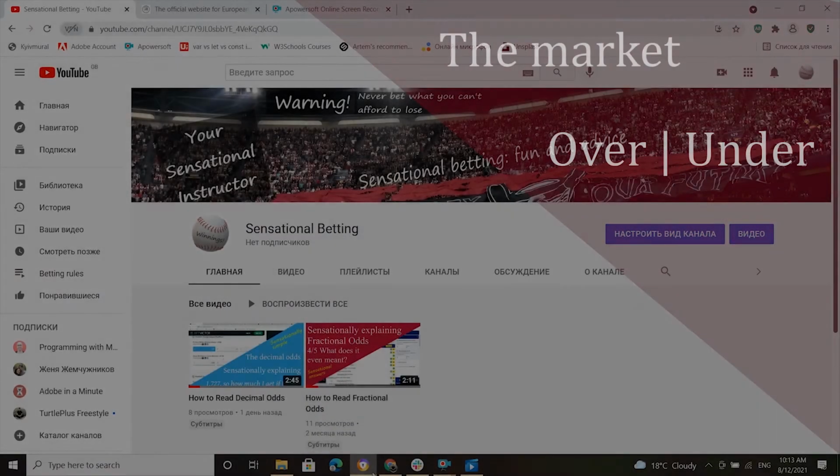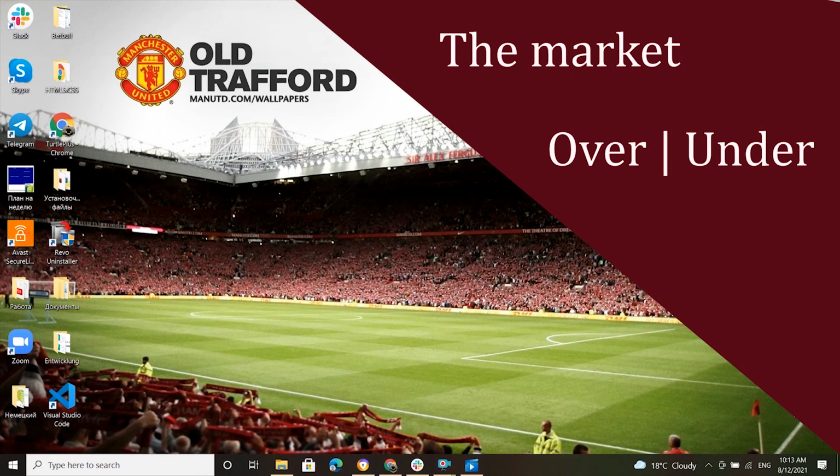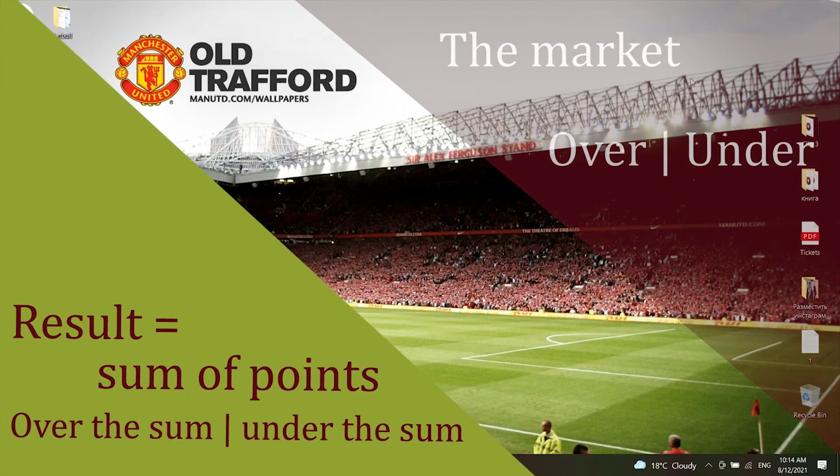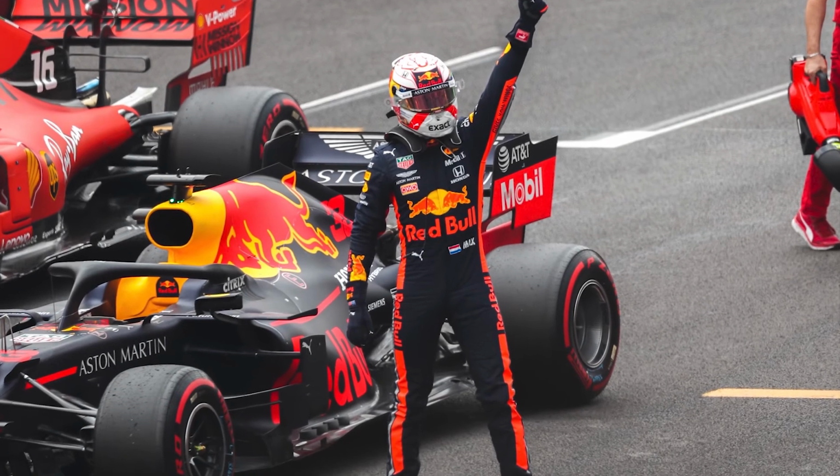The market over under is one of the most popular betting options in the section of more complicated markets, not just win, lose, or draw. Nevertheless, it is super simple to understand. Important note: the market over under can be used only for sports where the result is defined by the sum of points. It means almost every sport. An example of a sport where it can be used is Formula One.